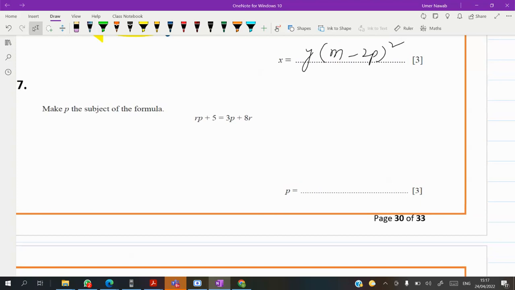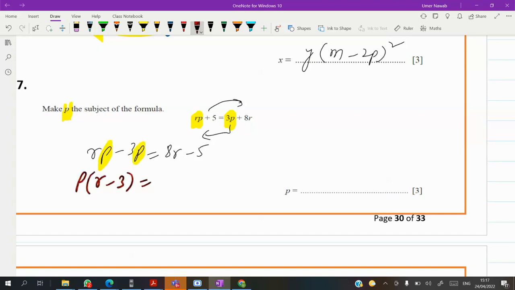Now we need to gather all the p terms. How many p's do we have? We have two p's. Send the 3p to the left, so rp minus 3p. In the meantime, send 5 to the right, so 8r minus 5. Take p common, so once you take p common, r minus 3 will be left in the bracket. Here on the right, 8r minus 5. Then the final answer will be 8r minus 5 divided by the bracket r minus 3.